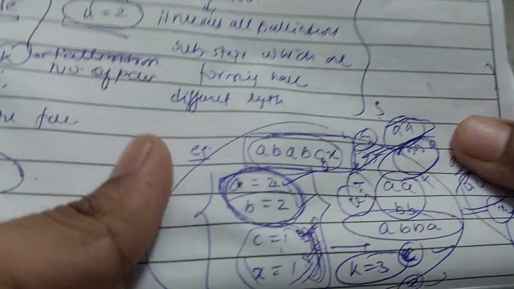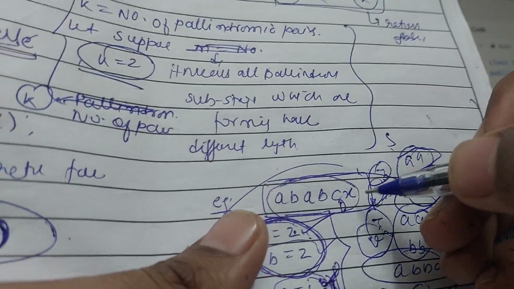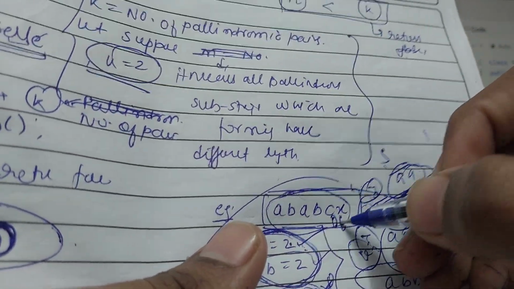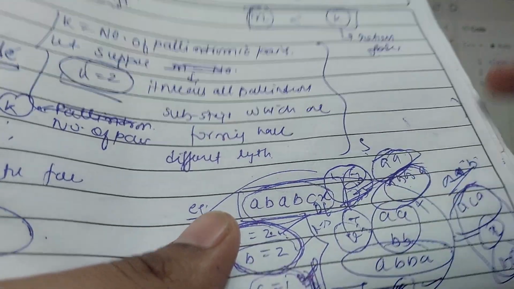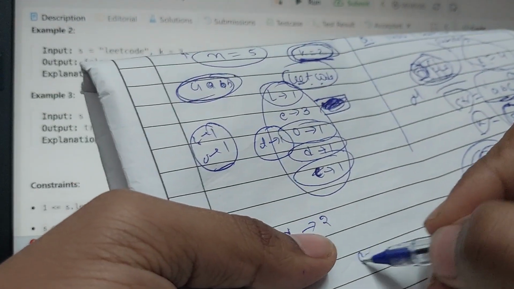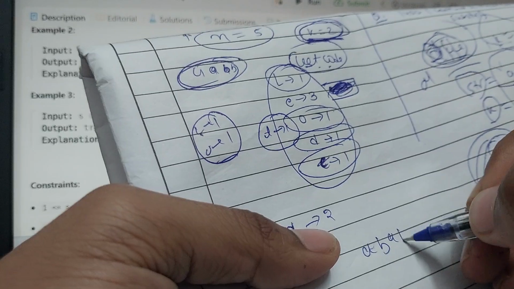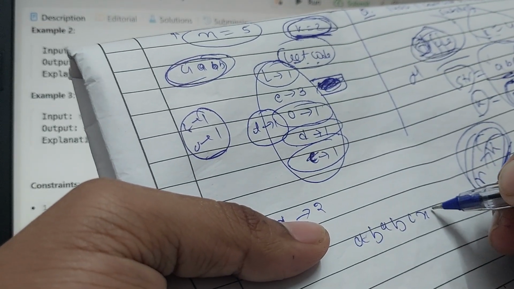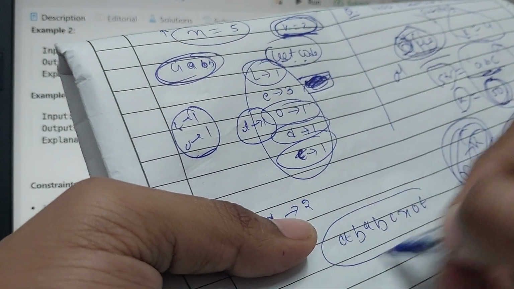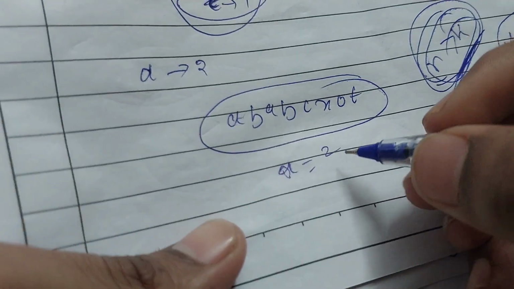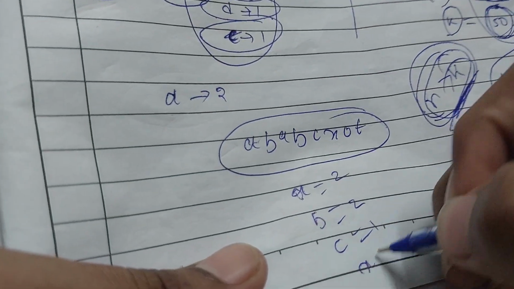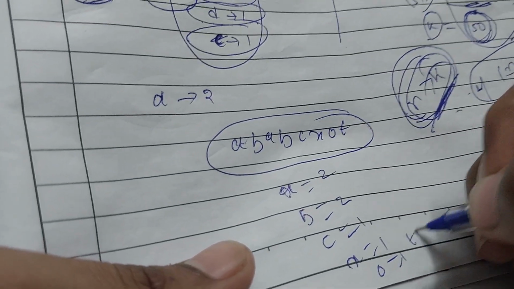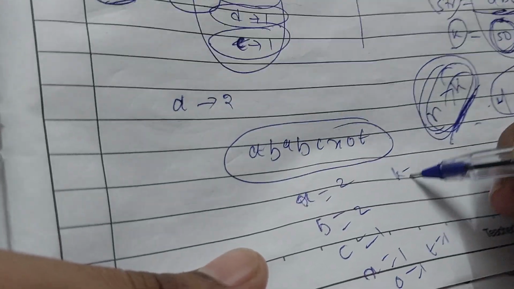Now let's suppose we have another character, let's suppose t, but k is equal to 3 is constant. So now we come to a, b, c, x, o and t. You can see that a is occurring two times, b is occurring two times, c is occurring one time, x is occurring one time, o is occurring one time, and t is occurring one time. Now k is equal to 3.